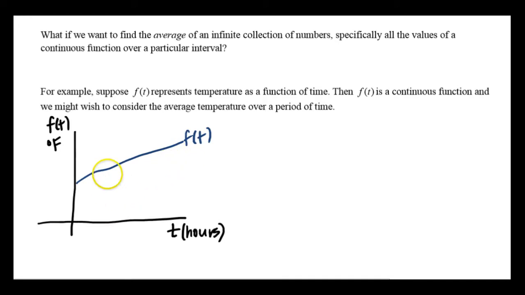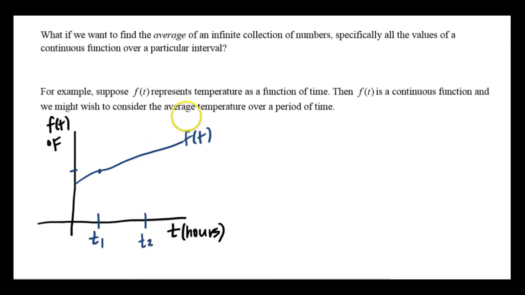And what the points on this graph represent, so let's just pick some time, let's call it t1. If I go up to the function at time t1, the output is going to be how hot it is at that time. So after 1 hour has passed, it's 60 degrees Fahrenheit. So that's what the points on this graph represent. Now we might wish to consider the average temperature over a period of time, so we're going to need some other time, t2, so I can consider an interval of time.